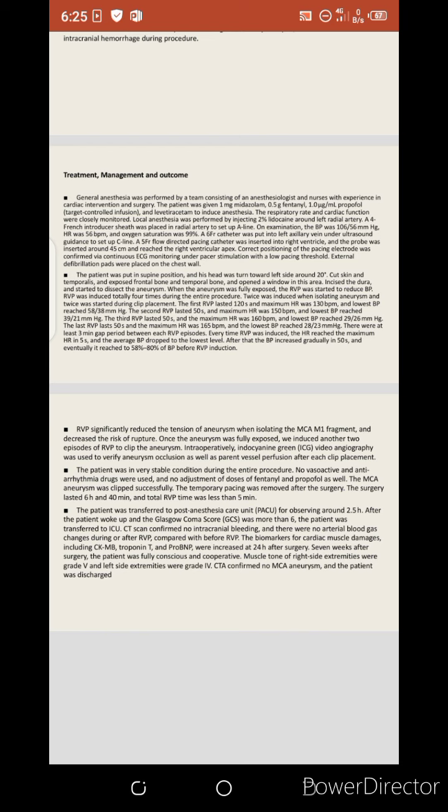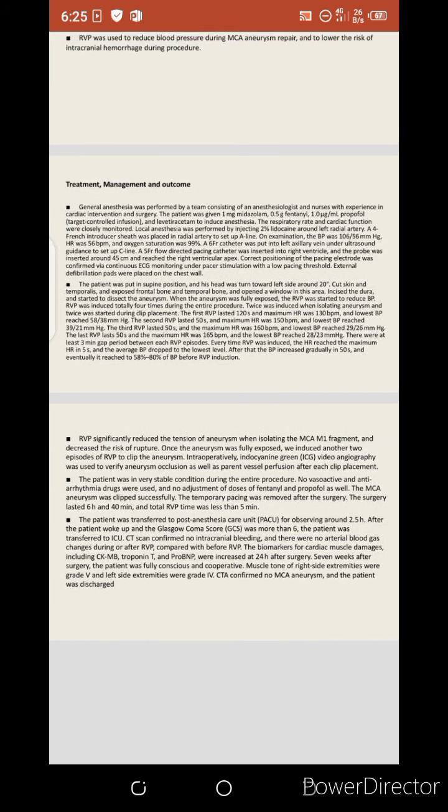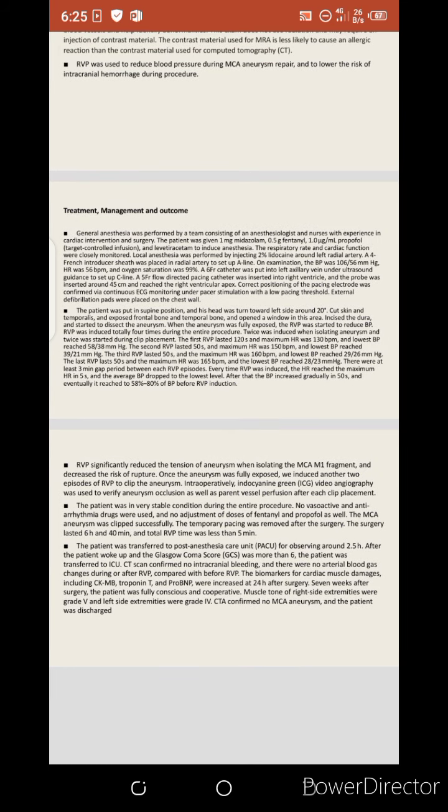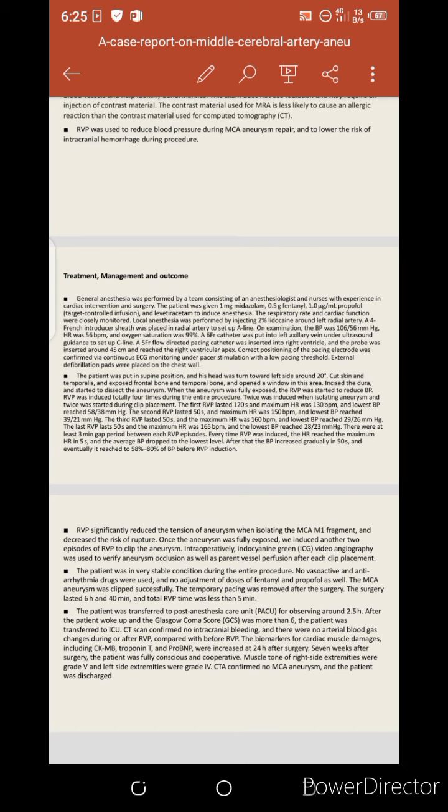Intraoperatively, indocyanine green video angiography was used to verify aneurysm occlusion as well as parent vessel perfusion after each clip placement. The patient was in a very stable condition during the entire procedure. No vasoactive or anti-arrhythmia drugs were used, and there was no adjustment of the doses of fentanyl and propofol as well. The MCA aneurysm was clipped successfully.